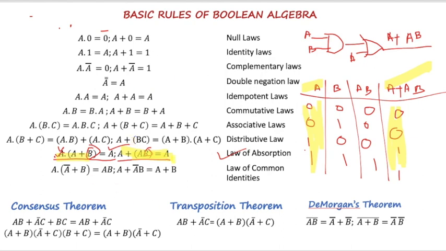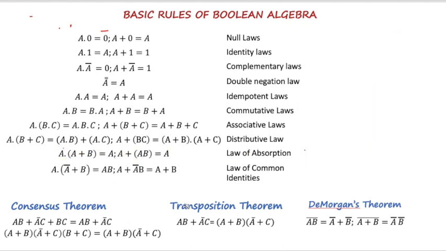Now let's explain the last one, that is the law of common identities. I have already said that I will discuss those theorems in the next lecture. In the law of common identities, A bar or B, ANDed with A, gives AB. And in the second case, A bar and B, ORed with A, gives A plus B. And this is called the law of common identities. Here I am explaining this one by logic gates.